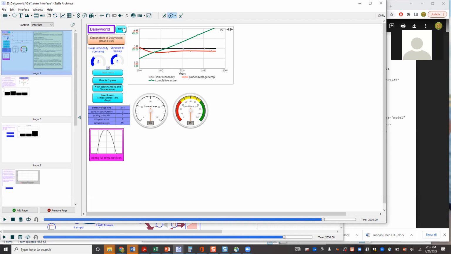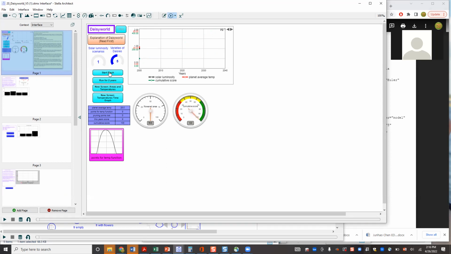I can stop the model because I haven't completely run it, and then I can click fresh start, and it'll just clear out the modeling results there. Again, buttons can do many things, and one of the things they can do is clear your graph. So that button just cleared the graphs here. Okay, so let's run it for 2 years. Do we expect it to look any different from the model we just ran?